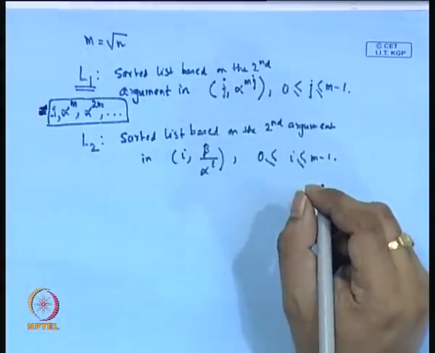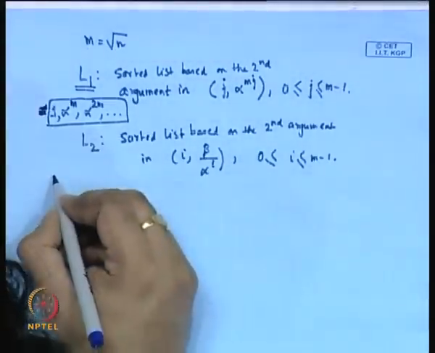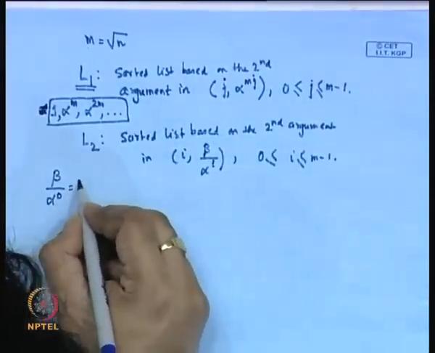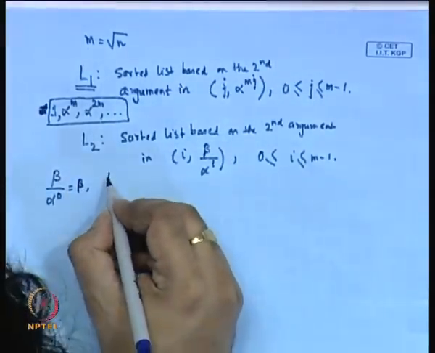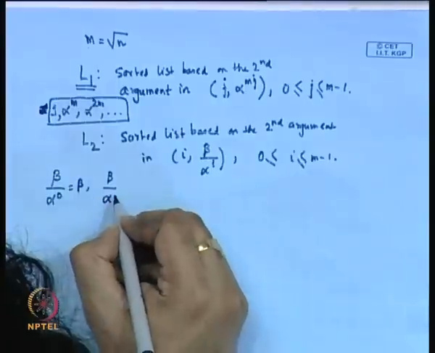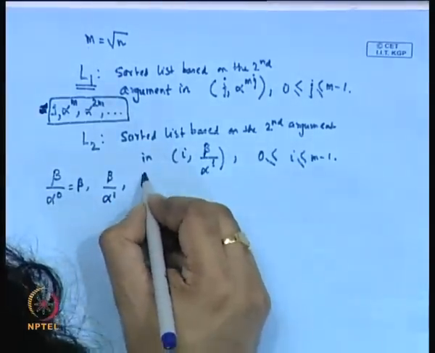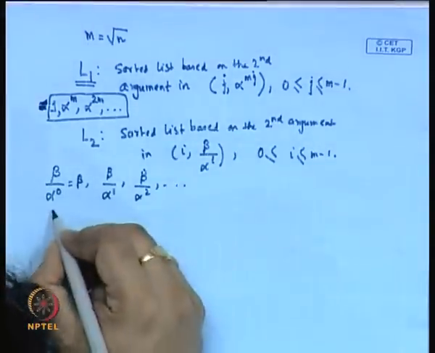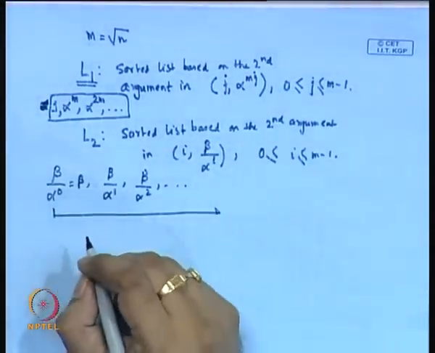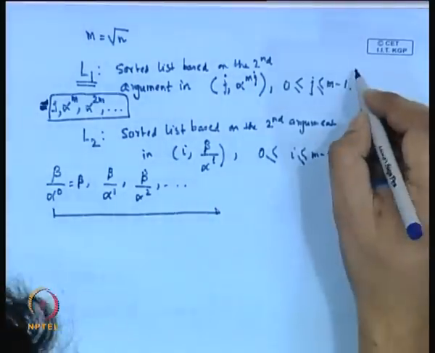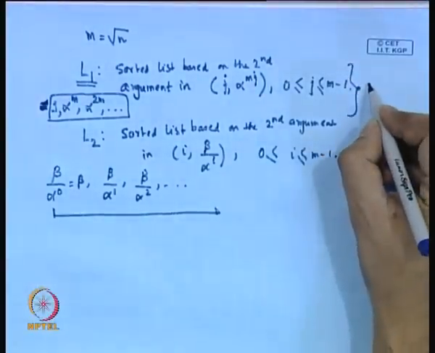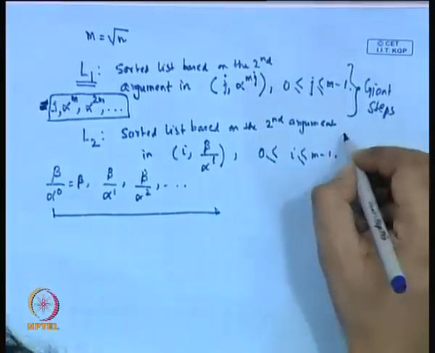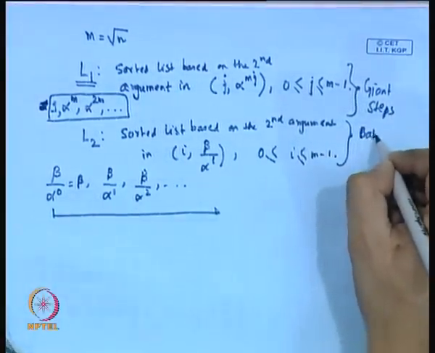M is quite a big number, but here you are computing beta times alpha power of minus i. That is, for i equal to 0, it is beta. Next you divide this beta by alpha power of 1, next you divide it by alpha squared and so on. So these are small jumps, and therefore these jumps are referred to as the giant steps, and these are the baby steps.